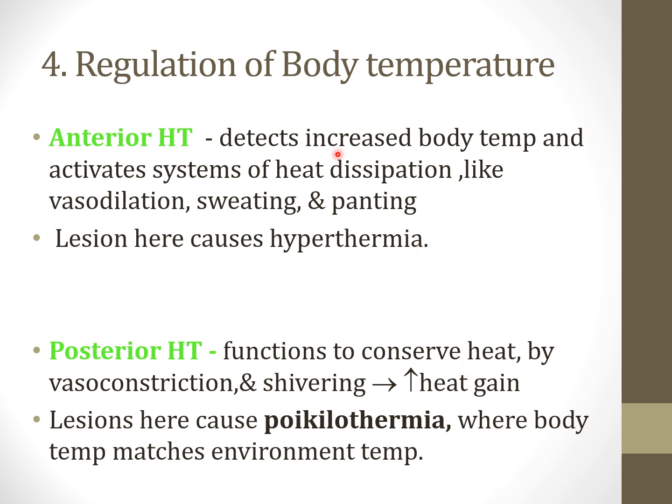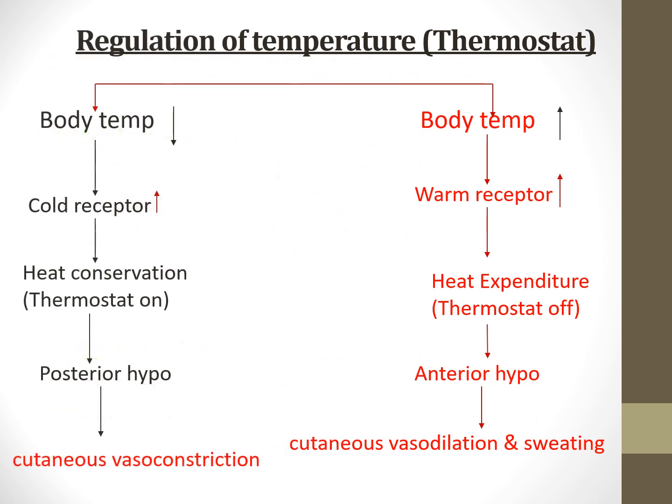So again, here also the hypothalamus has a set point. It has a set point for maintenance of body temperature. So whenever the body temperature goes above the set point, again the anterior hypothalamus senses it. And whenever it decreases, the posterior hypothalamus will have a few receptors, and they are going to sense the decrease in temperature, and they are going to act accordingly. Now let's see a picture.